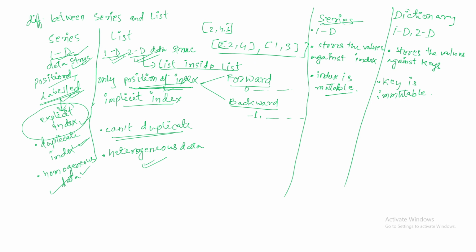Now we will see series and dictionary differences. Series is single dimensional, dictionary is single as well as double dimensional, meaning multi-dimensional. Sometimes it is called double dimensional, sometimes multi-dimensional, both are correct. Here series stores the values against the index, you have seen already, and here the dictionary stores the values against the keys. Now index is mutable, key is immutable. Index is mutable means we can change it after creating the series, but key we cannot change in the dictionary.